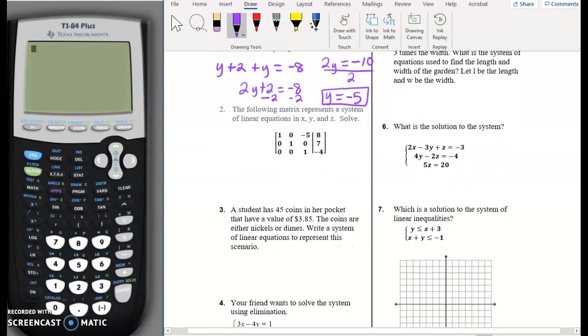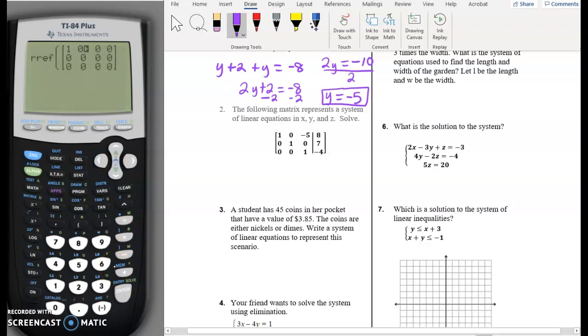Looking at number 2, it says the following matrix represents a system of linear equations in x, y, and z, and it asks us to solve. So since it already gives us this matrix, we can go ahead and plug it into our calculator. So what I'm going to do is hit second, x to the negative 1. You want option B for RREF to plug in my matrix, alpha zoom. And this matrix has 3 rows and 4 columns, so we're going to make it a 3 by 4.